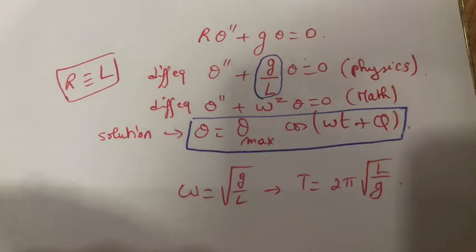So the final differential equation you find is theta double dot plus g over L theta equals 0. This differential equation is known in math to have a solution under the form theta equals theta max cosine(omega t plus phi). If you compare the physics and the math differential equations, you can find your omega, which is radical g over L. And if you want to find T, the period, it is 2 pi radical L over g, because it is 2 pi over omega.